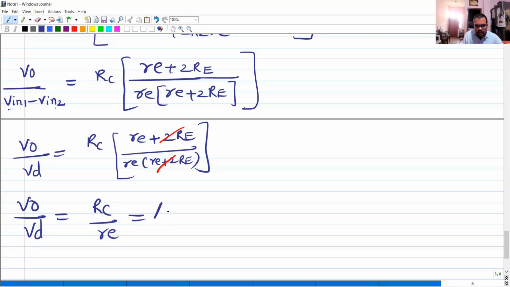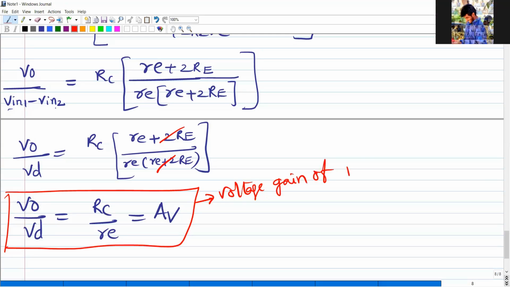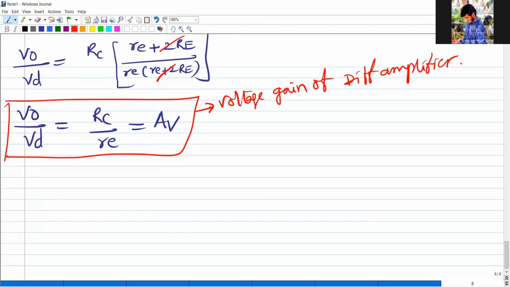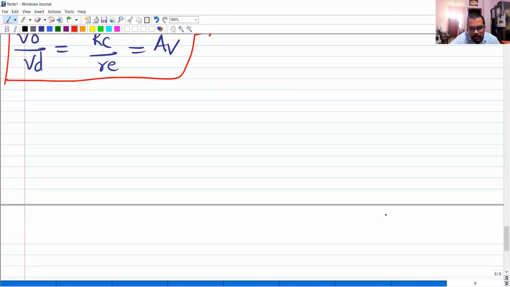Voltage gain, AV. This is the voltage gain of the differential amplifier, not the operational amplifier. Has everyone got up to this point? Next, we are going to calculate the input resistance.